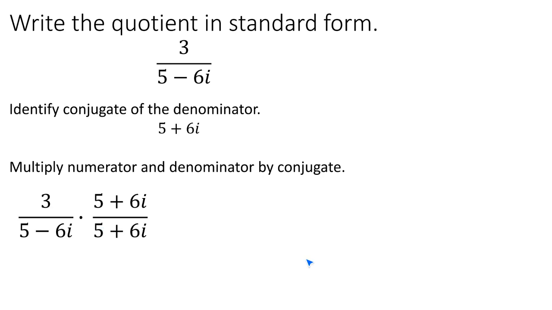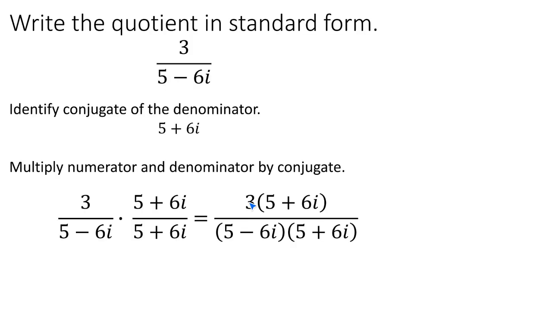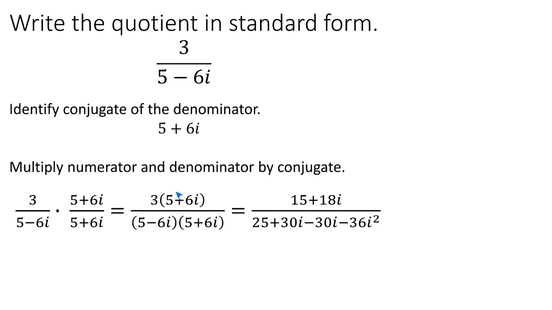Anyway, so let's multiply. We'll multiply the numerator times the numerator, so we get 3 times 5 plus 6i. And then the denominator, 5 minus 6i times 5 plus 6i. Let's keep multiplying. In the numerator, we have 3 times 5 is 15, and 3 times 6i is 18i. In the denominator, we have 5 times 5 is 25. 5 times 6i is 30i. Then negative 6i times 5 is negative 30i. And negative 6i times 6i is negative 36i squared. So we can keep simplifying.